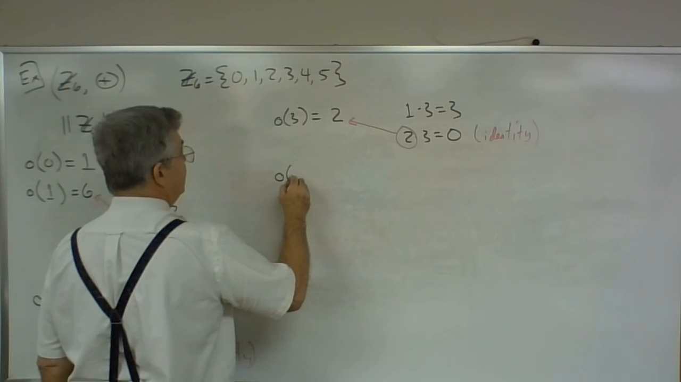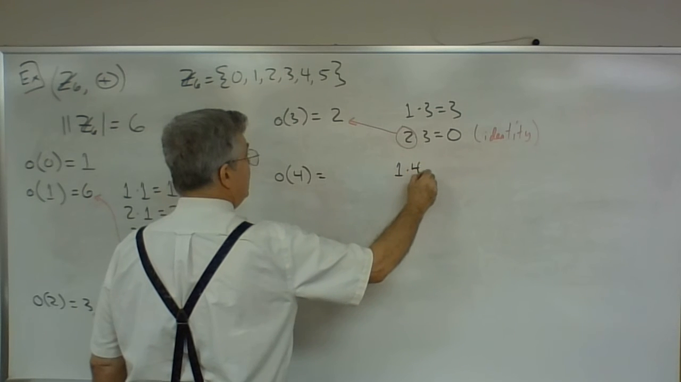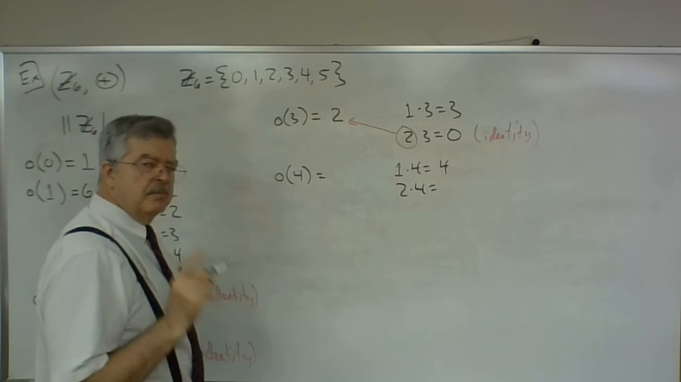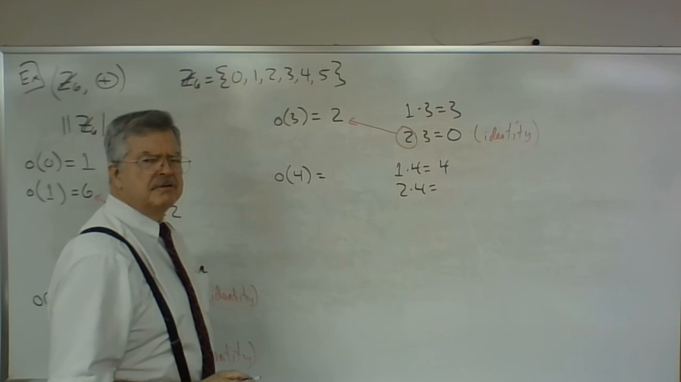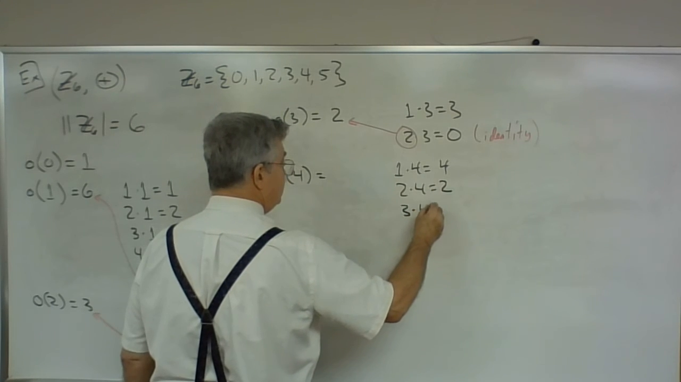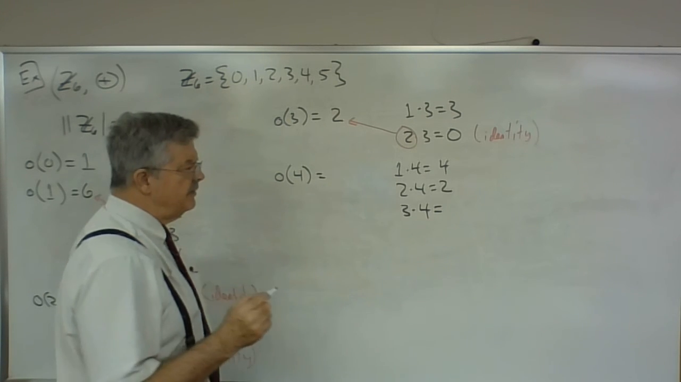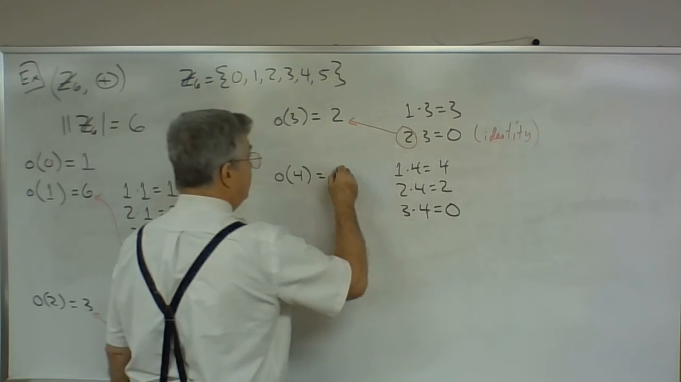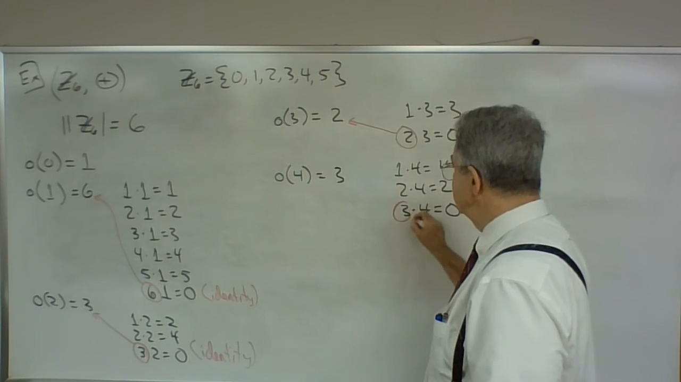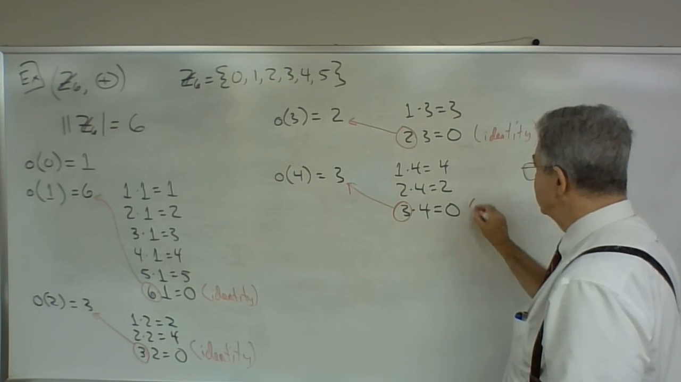Well, let's see. 4. The order of 4 equals what? 1 times 4 is 4. 2 times 4 is 8. But 8 is congruent to what? 2 modulo 6. 3 times 4 is 12. But 12 is congruent to 0 mod 6. Okay. So 3 is the least natural number that we can multiply 4 by and get the identity.